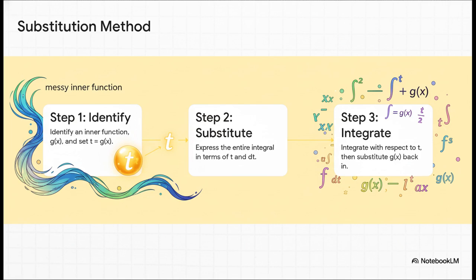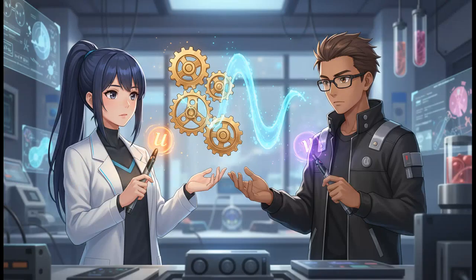The only rule, you have to substitute everything. That includes the dx part. Don't leave it behind. Next up, integration by parts, or IBP. This is what you pull out when you're multiplying two different kinds of functions. But here's the million-dollar question. When you've got two functions, how in the world do you choose which one to call u and which one to call dv?